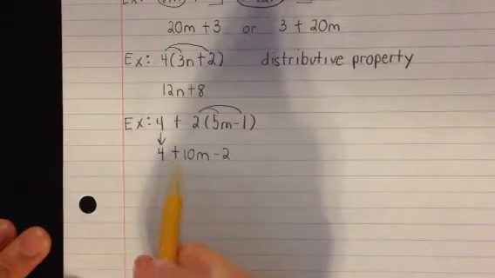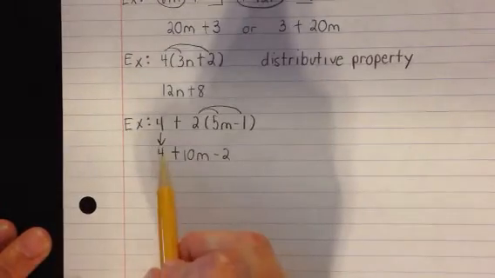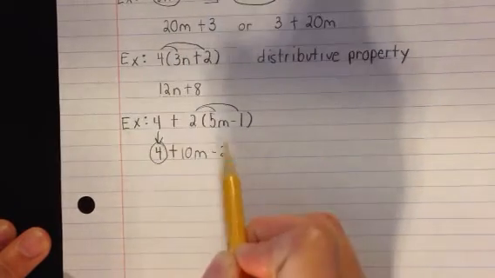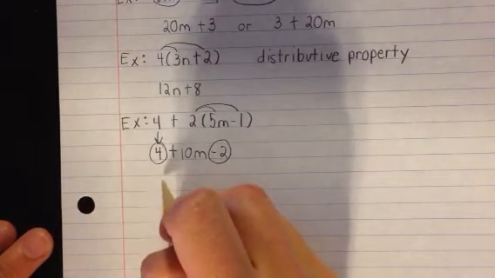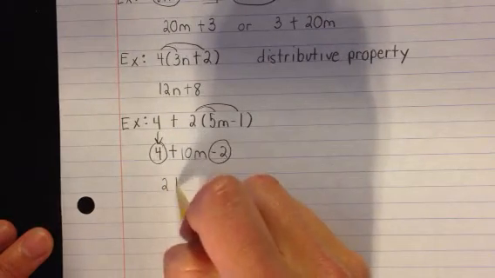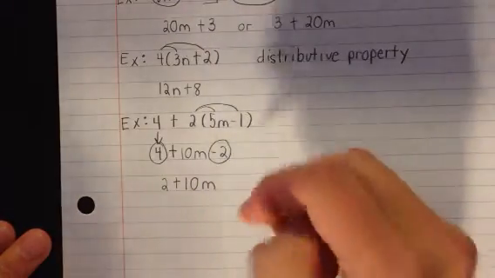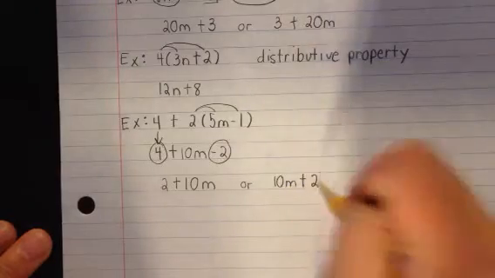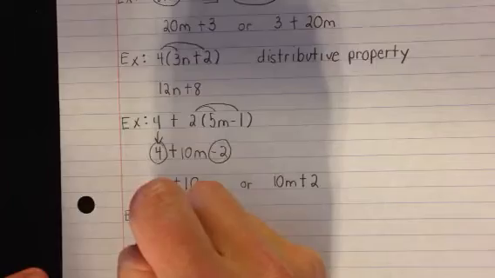From here now all we have is addition and subtraction, so collect like terms. I don't have any other m's other than this one. It's 4 and negative 2. So 4 minus 2 is 2, and then tack on that plus 10m. Again, if you would have done 10m plus 2, that would have been fine as well. Same thing.